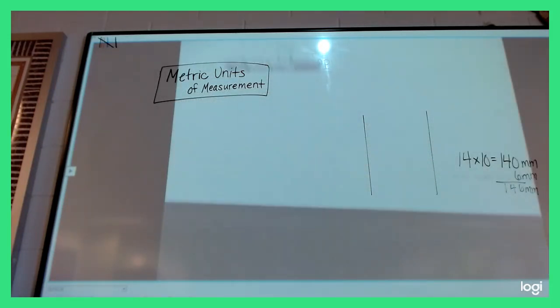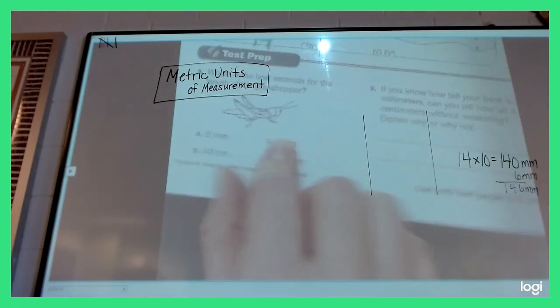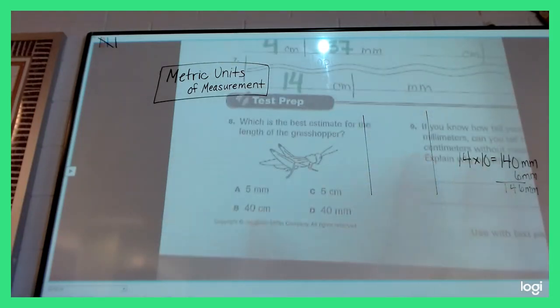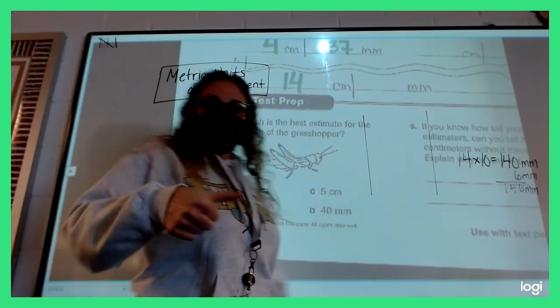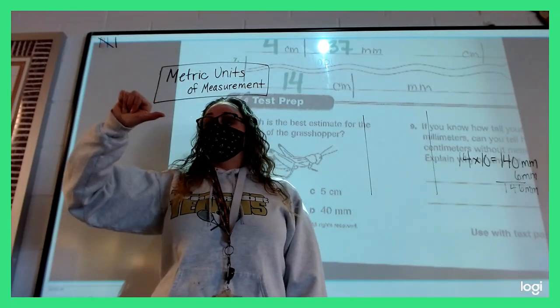Okay, down at the very bottom, we've got a grasshopper. And it says, what is the best estimate for the length of the grasshopper? All right. Now, I don't know if all of you know the size of a grasshopper, so I will come up here to show you. A grasshopper is bigger than your thumb usually, okay? Maybe about the size of your thumb or a little bigger.